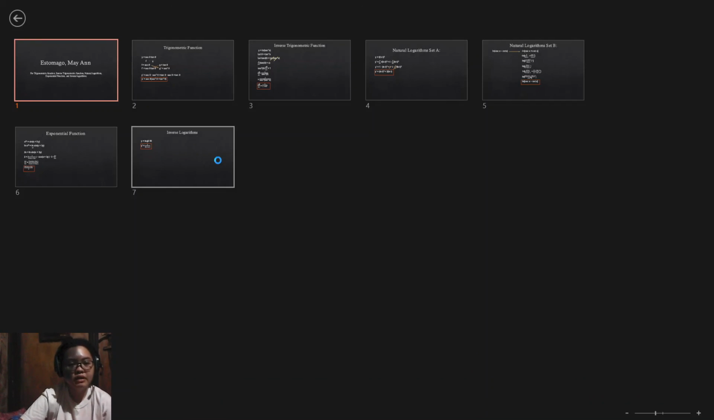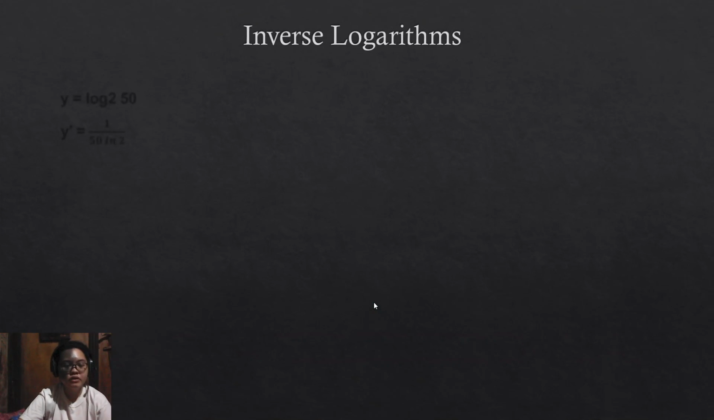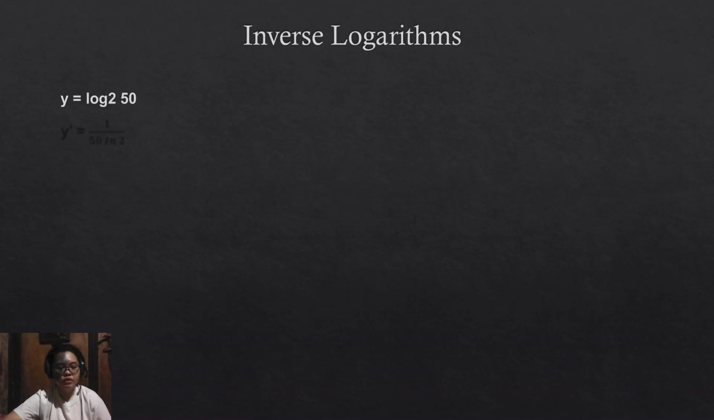Next will be the logarithm with a different base. Our given is y equals log base 2 of 50. In order to solve this, we put y prime equals 1 over 50 times the natural log of 2, and we cannot simplify it further. So our final answer is this.